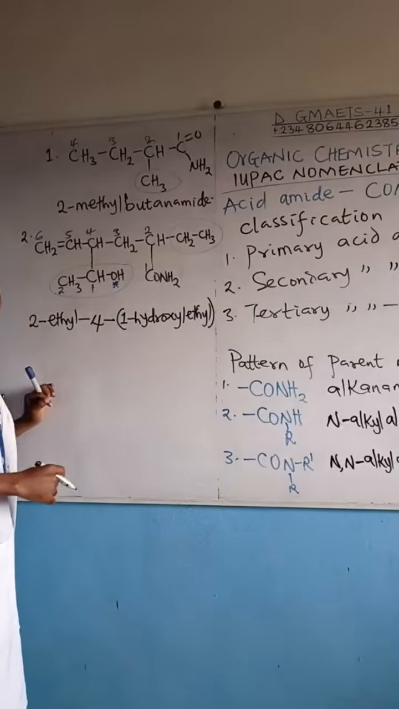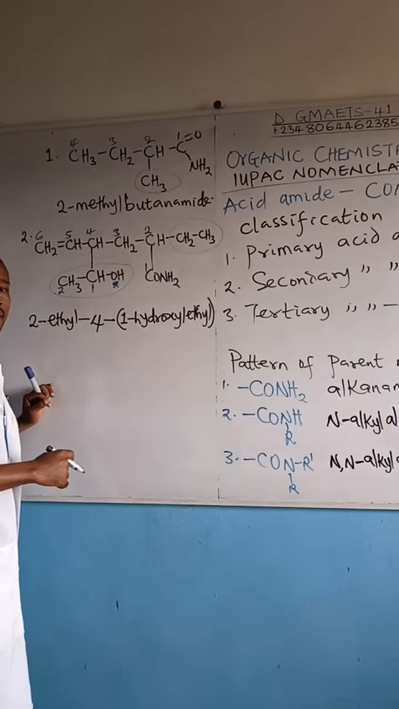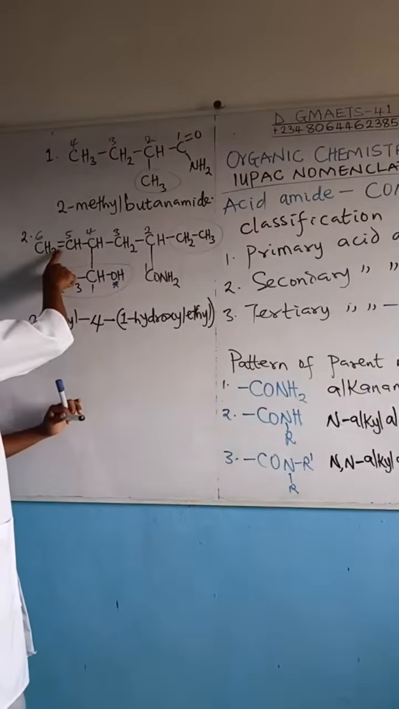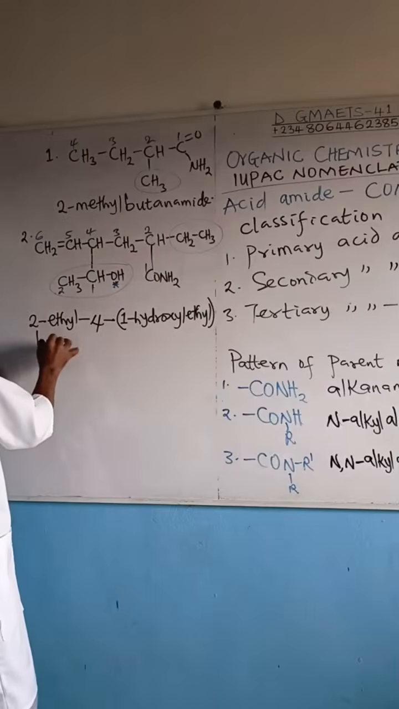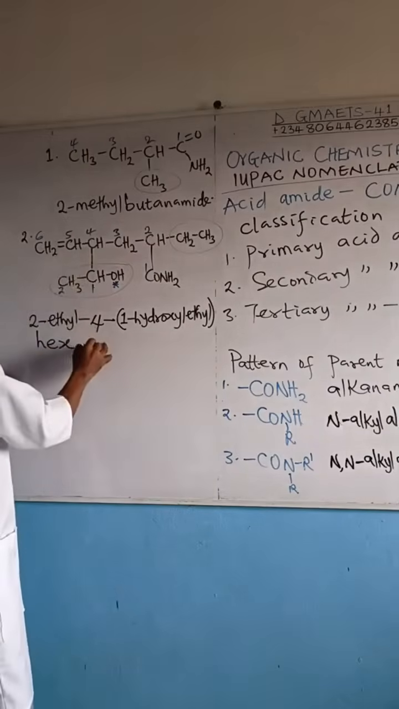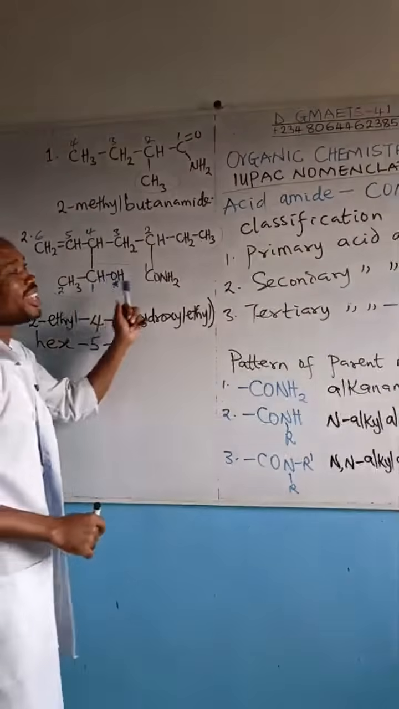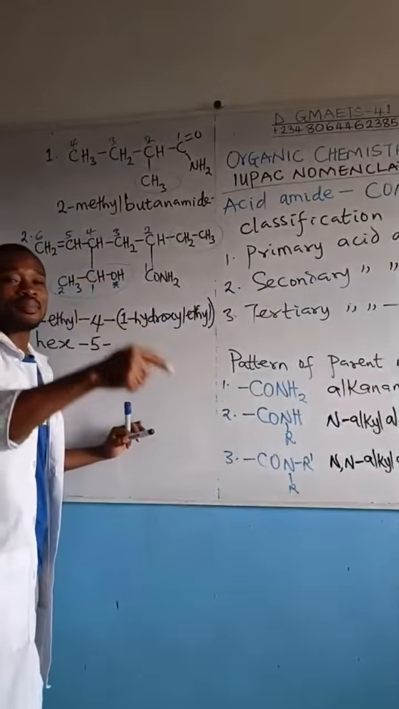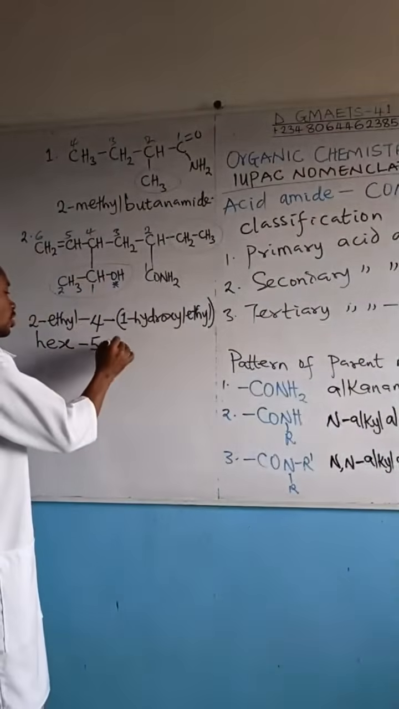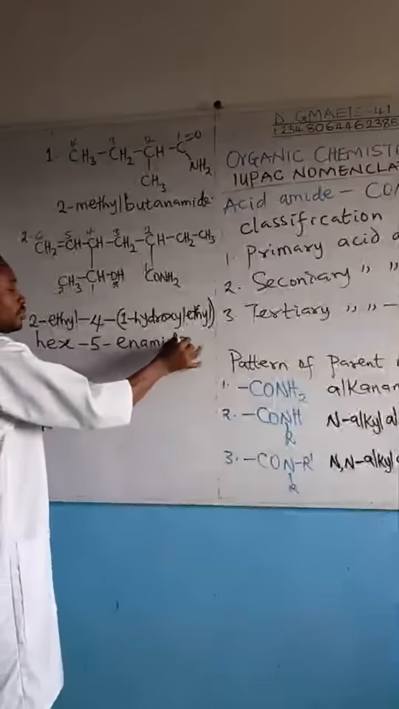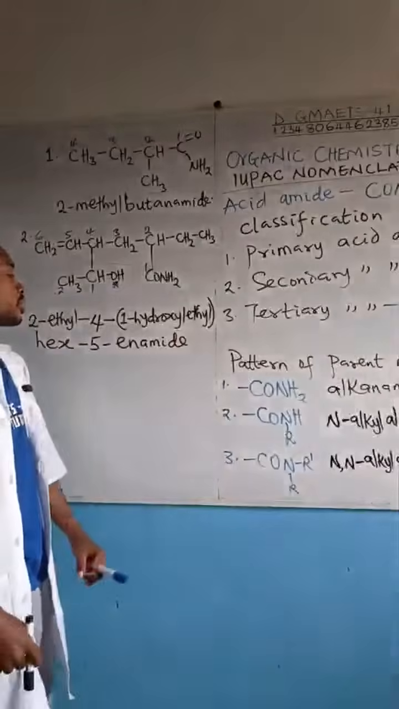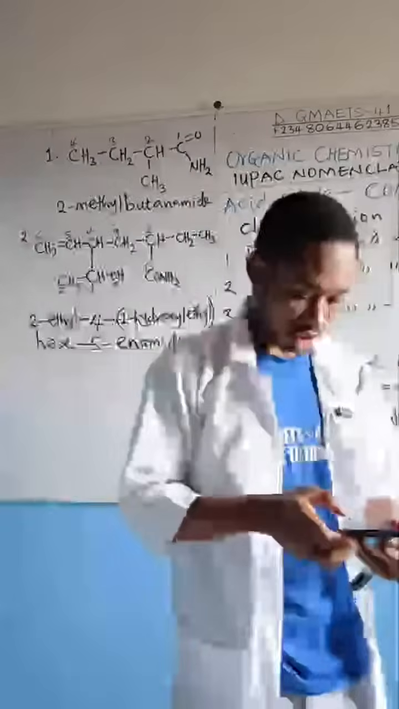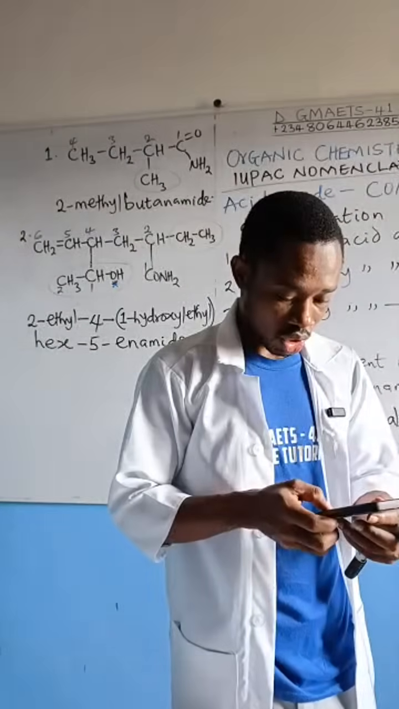There is no other attachment, so you go to the parent name. The parent name, 6 carbon atoms, prefix is hex. You have to break it, hex something, and then you conclude. Why are you breaking? Because of this double bond. So it's going to be hex hyphen. On the 5th carbon atom, you have that double bond. We are dealing with the acid amide, and you can see a double bond there. So it will no longer be anamide, rather it's going to be enamide. So 5-enamide. 2-ethyl 4-(1-hydroxyl ethyl) hex-5-enamide. That is the name of that structure.